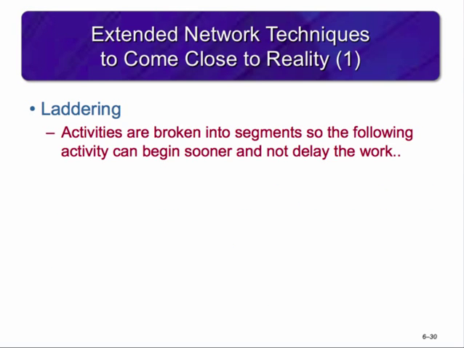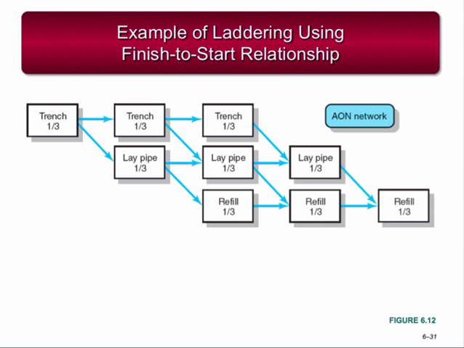A finish to start relationship states that the activity must be 100% completed before advancing to the next activity. If the activity has a long duration, and if that activity has a delay, that activity can be broken down into segments using laddering so that the following activity can begin sooner without delaying work. This segmenting of the larger activity gives the appearance of steps on a ladder on the network, thus the name. Here's an example of laddering from the book using pipe laying.